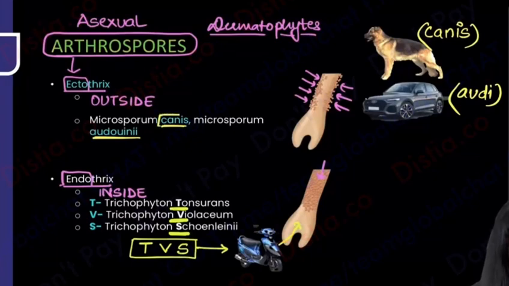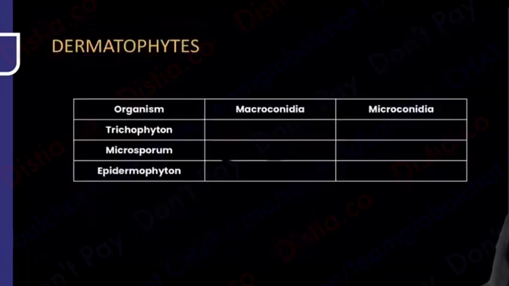Whereas when you're talking about Microsporum canis and audouinii, remember the dog and Audi will be for show off outside. So that is going to be the ectotrichs. Having discussed this, now let's move on and talk about the different organisms and how they are going to look under the microscope. So when I'm talking about dermatophytes, the first thing I told you was we'll be dealing with Trichophyton, Microsporum and Epidermophyton, right?